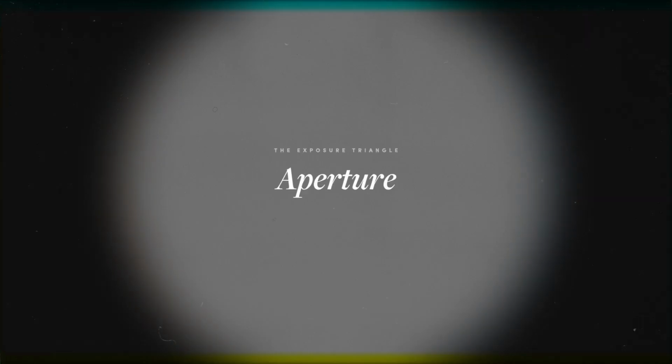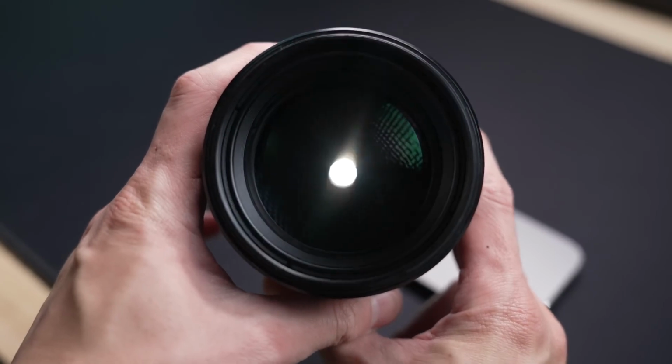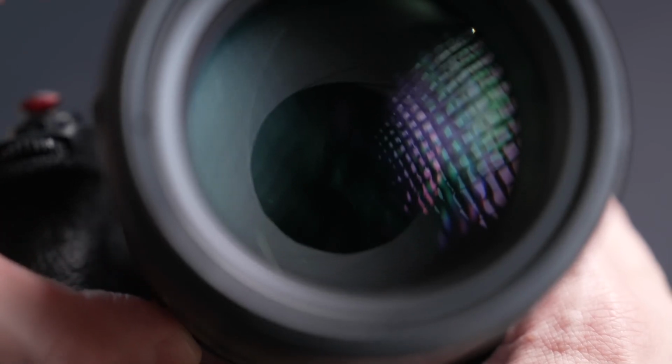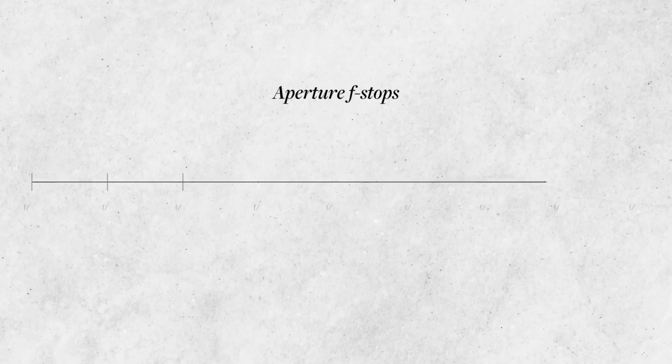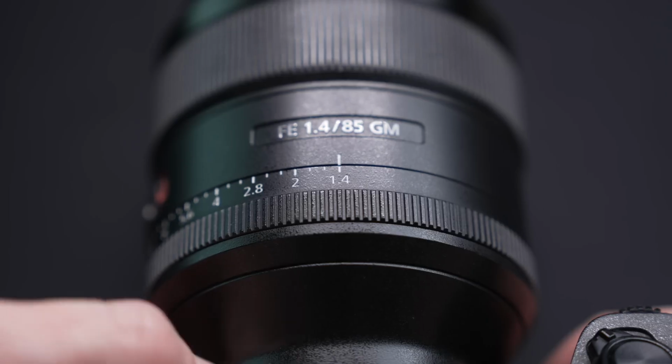The second component of the exposure triangle is called aperture. The aperture refers to the size of the opening at the end of the lens. The larger this iris, the more light comes through. The smaller the iris, the less light comes through. For aperture, we refer to stops of light that it produces as what's called f-stops. The closer to 0 that number, the larger the aperture will be. The larger the number, the smaller the aperture will be. So common aperture stops look like f1.4, f2, f2.8, f4, f5.6, f8, f11, f16, and so on. And for example, lenses that have a maximum aperture of f1.4 will have a very large aperture, like this one.